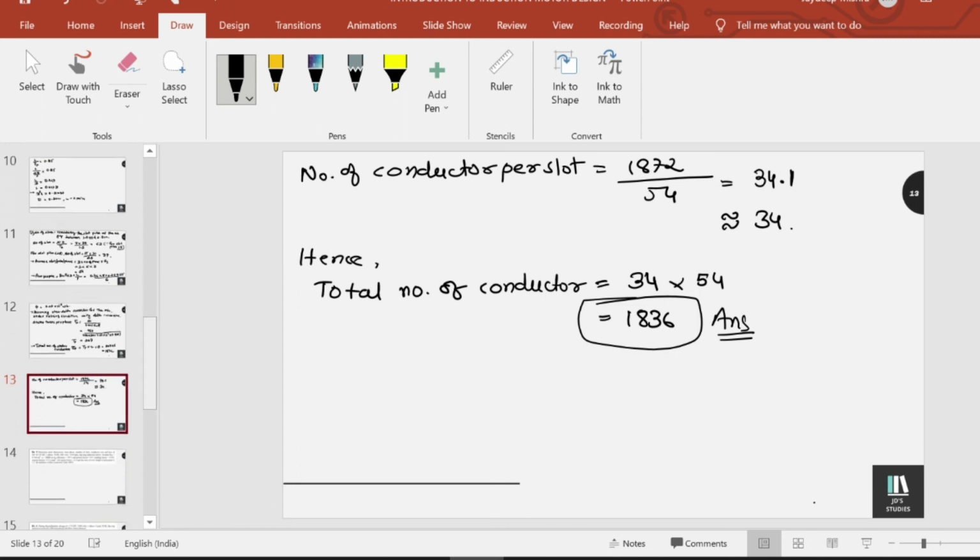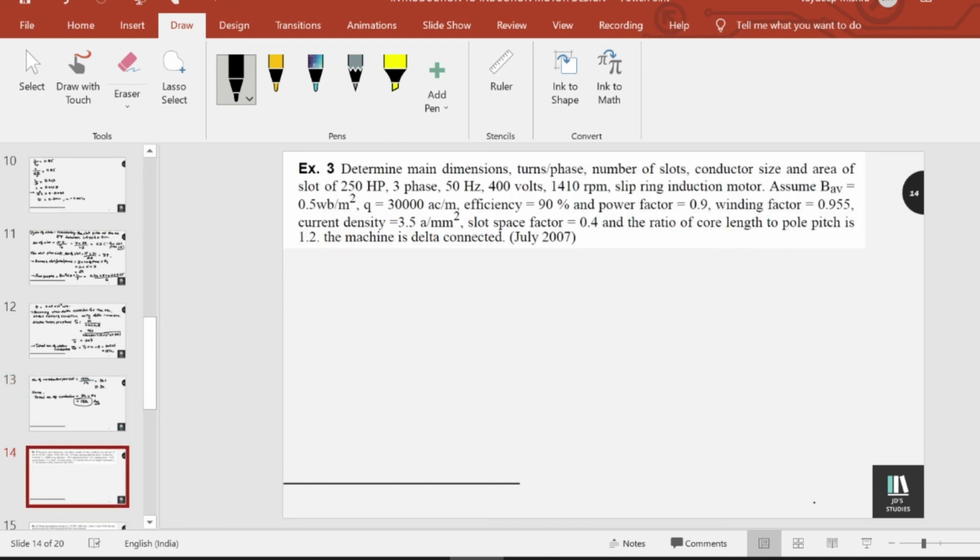Now example number 3 is for homework. You have to do some homework at home. That's why I will put example number 3 as homework.